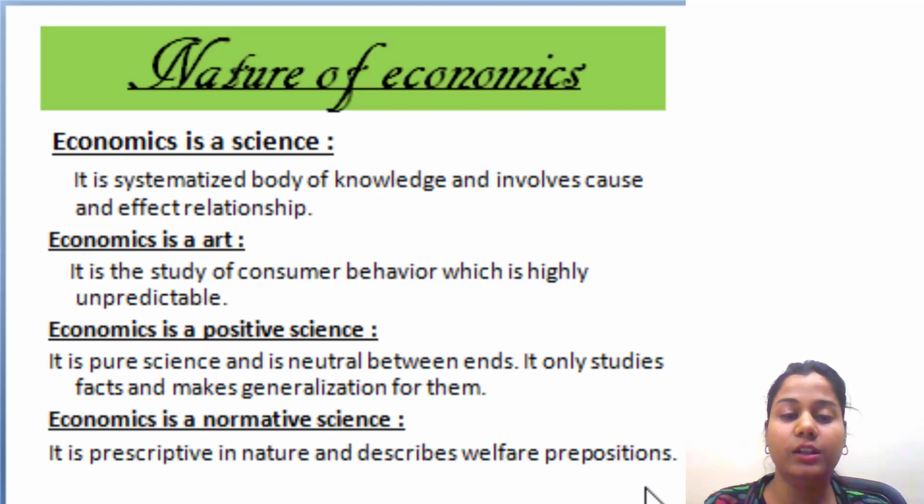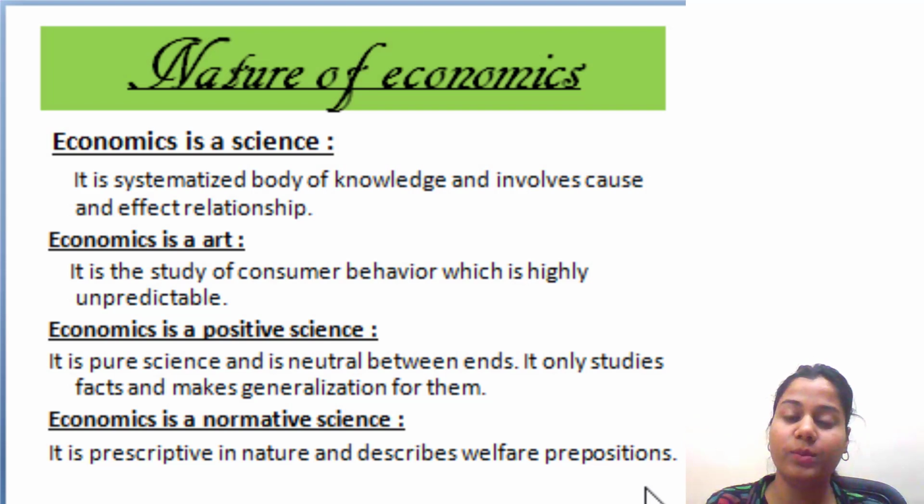The next one is nature of economics. The first one is economics is a science. Economics is a science because it is a systematized body of knowledge, and secondly, there is a cause and effect relationship. We can define cause and effect relationship via example. For example, law of demand, law of supply. Like for say, law of demand says that as the price increases, the demand for the commodity decreases.